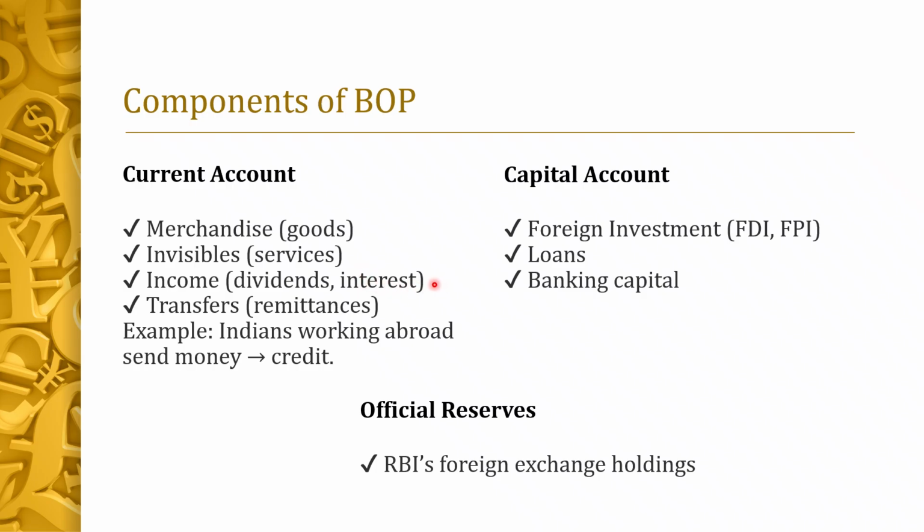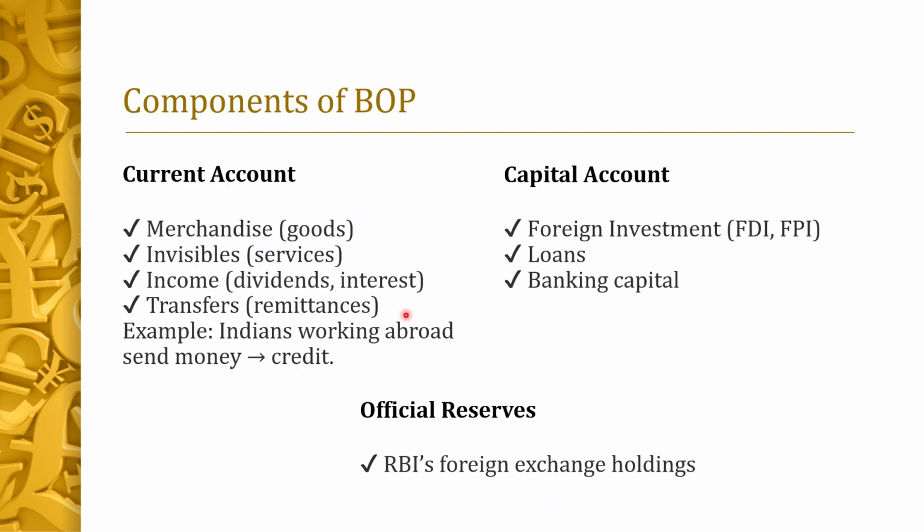The third one is the income, or the investment income, especially we call it as dividends, income through dividends or interests. So here the income is coming from dividends, interest, the profit earned abroad. Like TCS earns profit in the US, so there is a credit, and an Indian invests abroad and earns interest, again there is a credit.